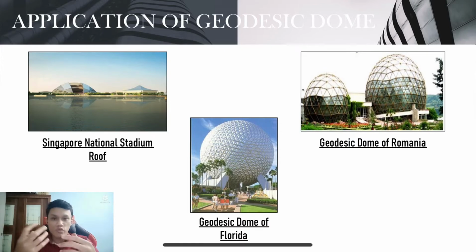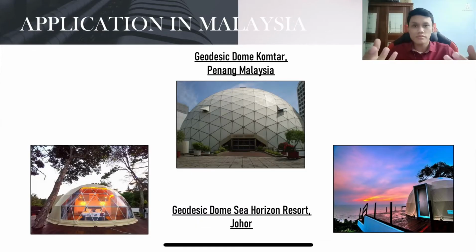For instance, we have Singapore National Stadium roof, geodesic dome in Florida, geodesic dome in Romania, as well as in Malaysia. We have in Kuantan, Penang, Malaysia, and for the last one we have geodesic dome Sea Horizon Resorts in Johor. So I think that's all from me for geodesic dome.